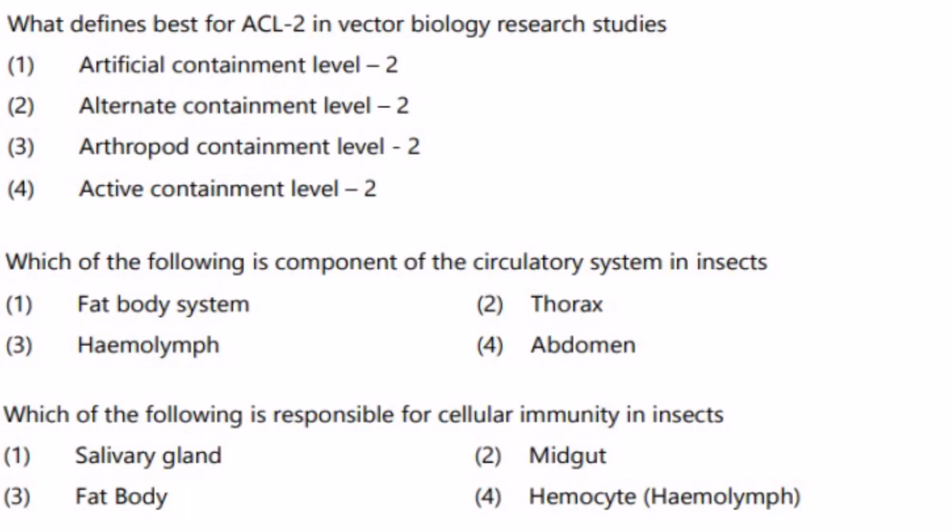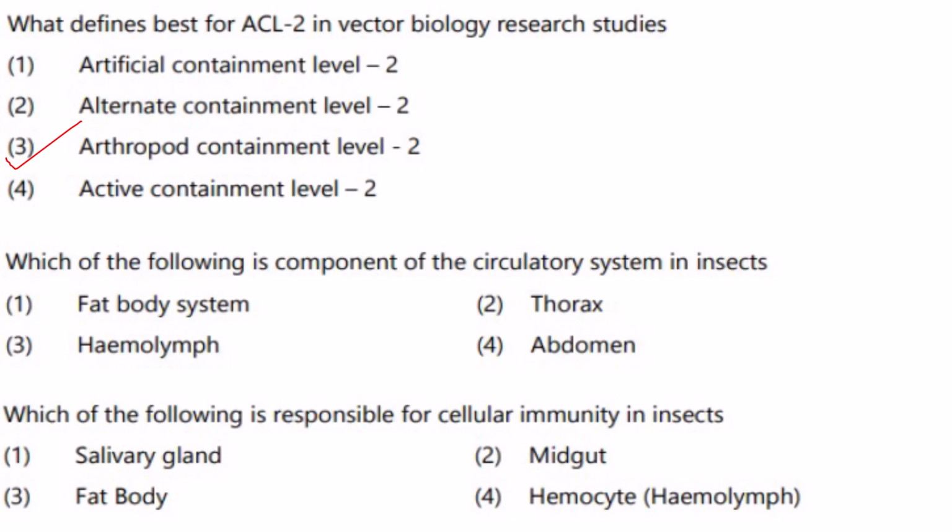Now the next one: what defines best ACL2 in vector biology research studies? ACL2 is Arthropod Containment Level 2. Now what is that arthropod containment level? It is usually practiced when you are working with either exotic species of arthropods or indigenous arthropods that are infected with biosafety level 2 type diseases.